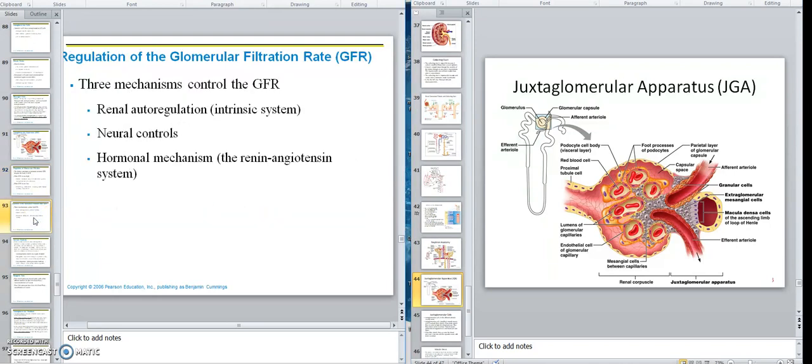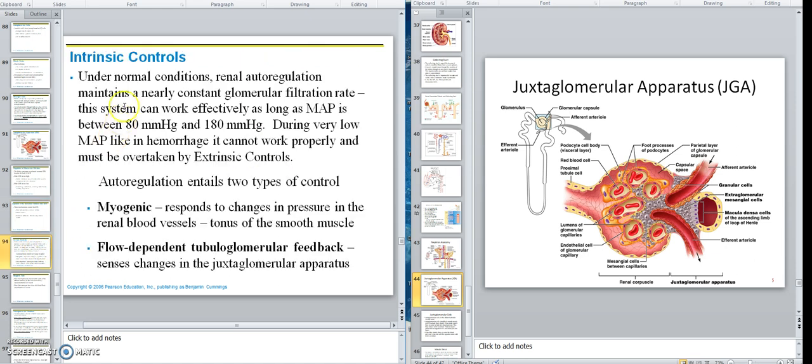Okay. The three mechanisms to control the glomerular filtration are renal autoregulation, and a lot of that is what we talked about with the juxtaglomerular apparatus, then the neural controls, and then the hormonal controls. So when we look at intrinsic controls, under normal conditions, renal autoregulation maintains a nearly constant GFR as long as your mean arterial pressure is between 80 and 180. 80 is a little low, 180, as you know, is high.